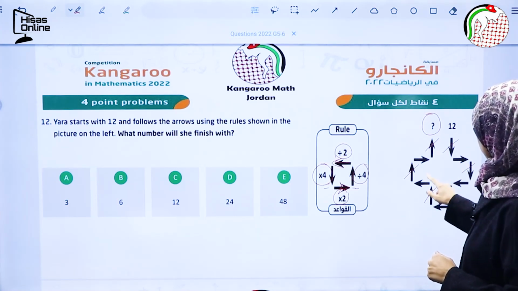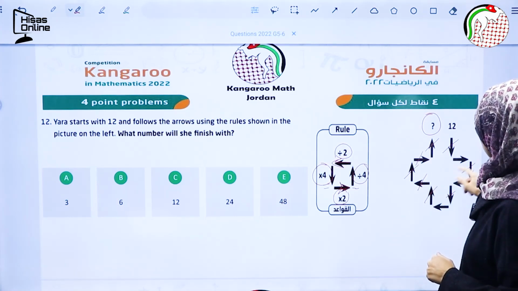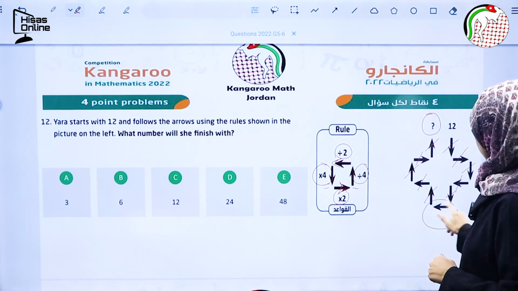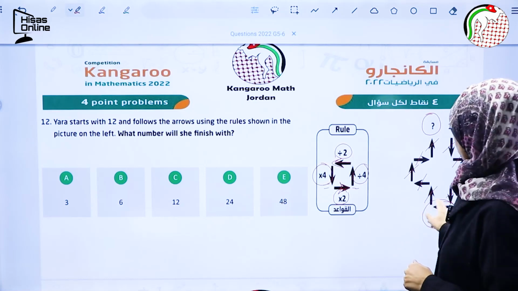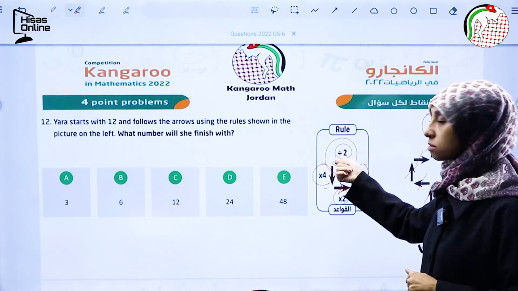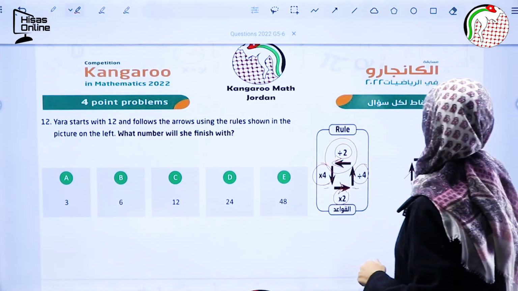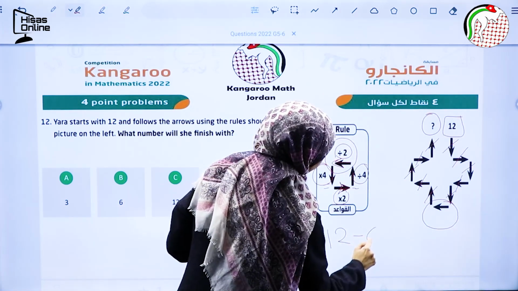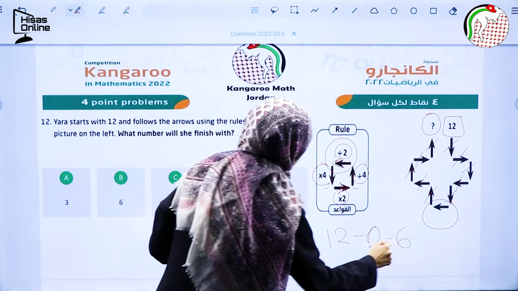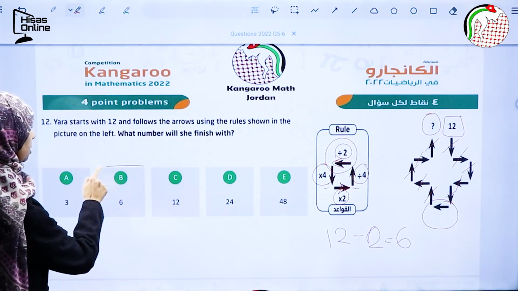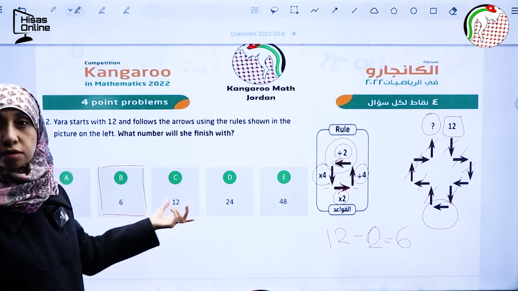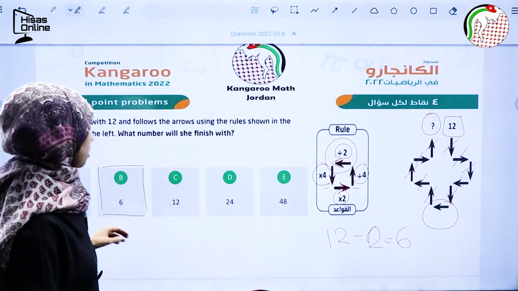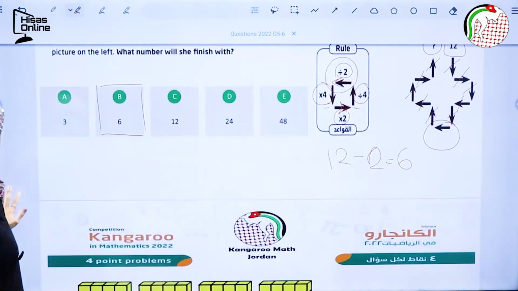Now, right, left, or left, right, right, left again. The only remaining arrow here is the arrow moving to the left. That means dividing by 2. So your answer will be 12 divided by 2 equals 6, and B is your right answer. This is how we can solve this in a short way. Moving to the next question.